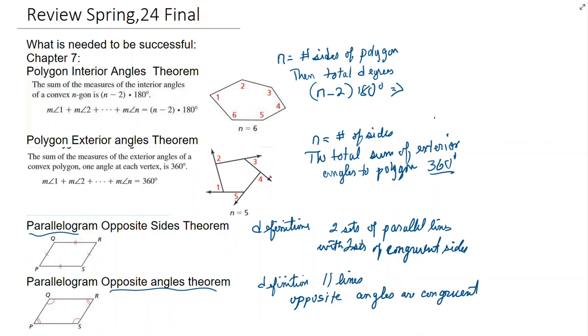The next one is the exterior angles theorem for a polygon. Again, we're using the number of sides of the polygon, and then know that the sum of the exterior angles that are drawn in is equal to 360.